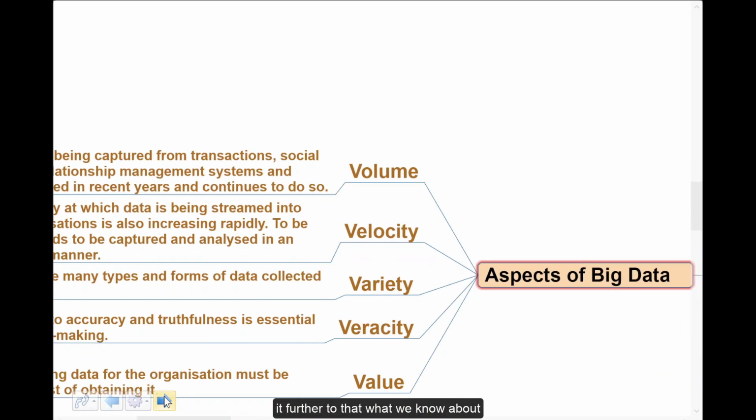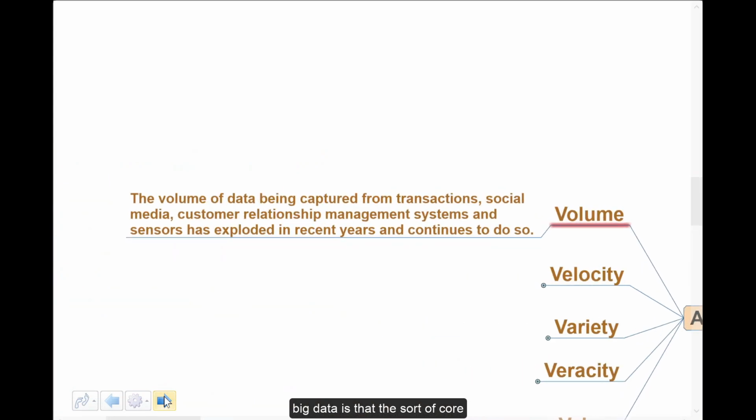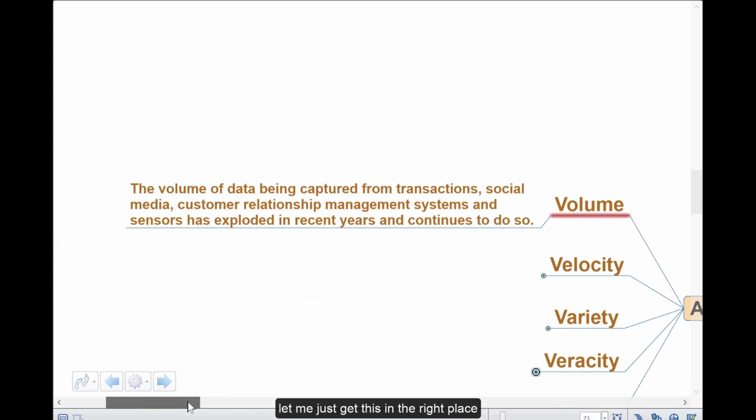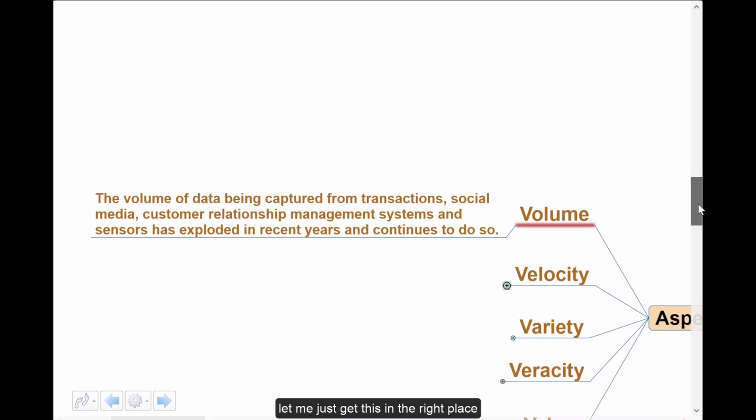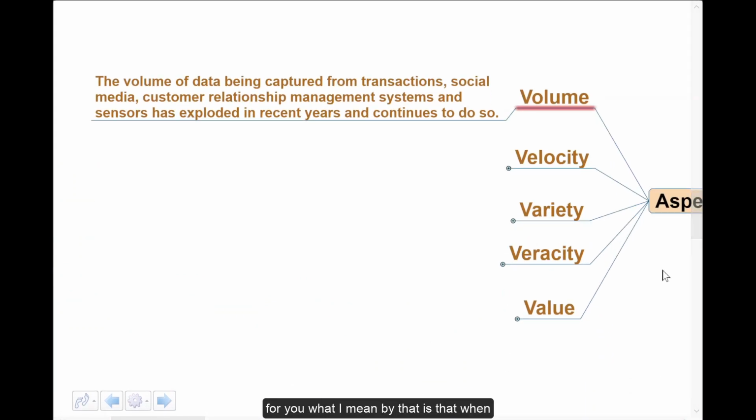Further to that, what we know about big data is that the core definition has morphed over time. What I mean by that is that when the buzzword big data came into play, it came into play via an individual called Doug Laney back in around about 2001, 2002 or thereabouts.